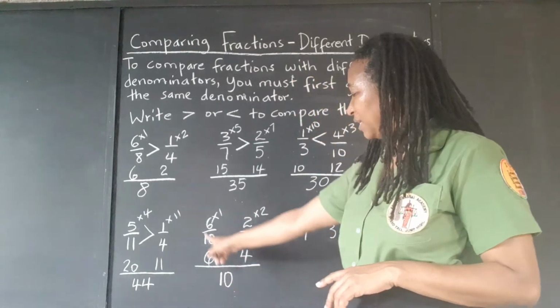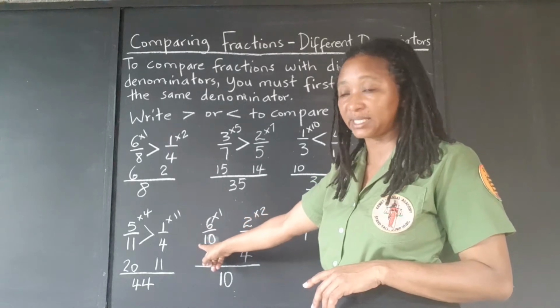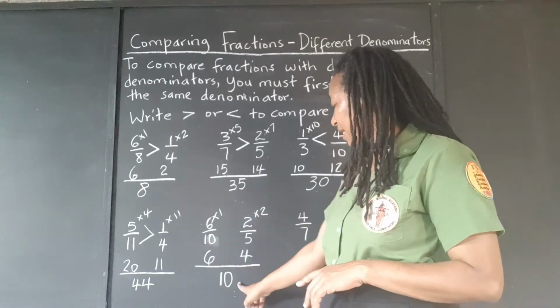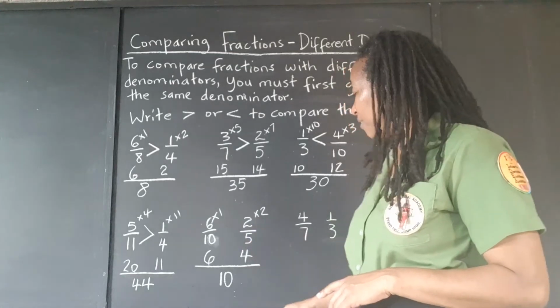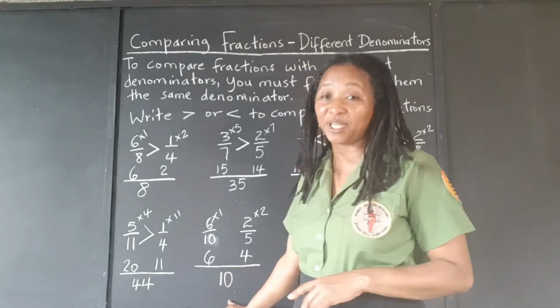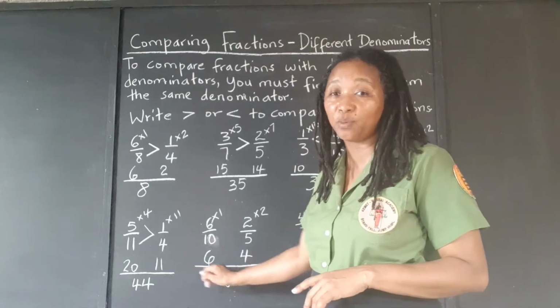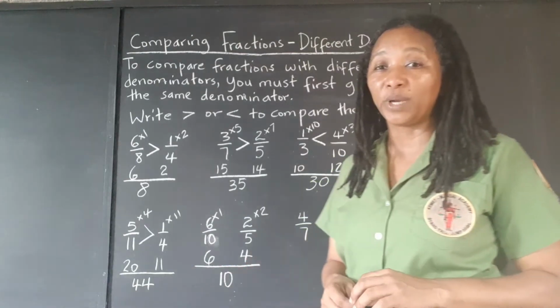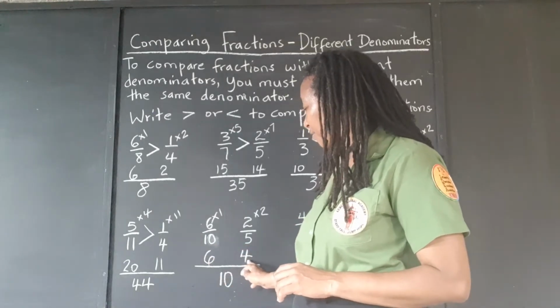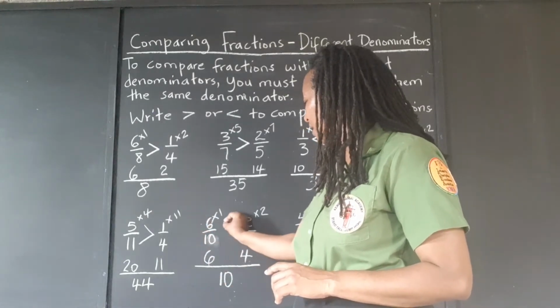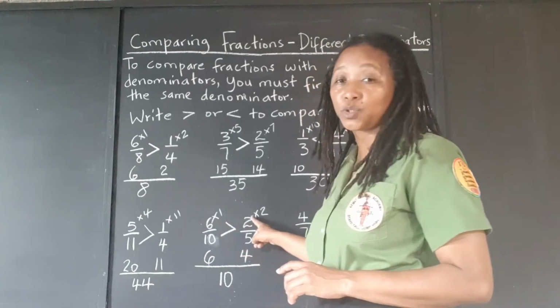6/10 is an equivalent fraction of itself, 6/10. 4/10 is an equivalent fraction of 2/5. These two fractions have the same denominator, so we can compare the numerators to see which is the bigger. 6 is bigger than 4, therefore 6/10 is greater than 2/5.